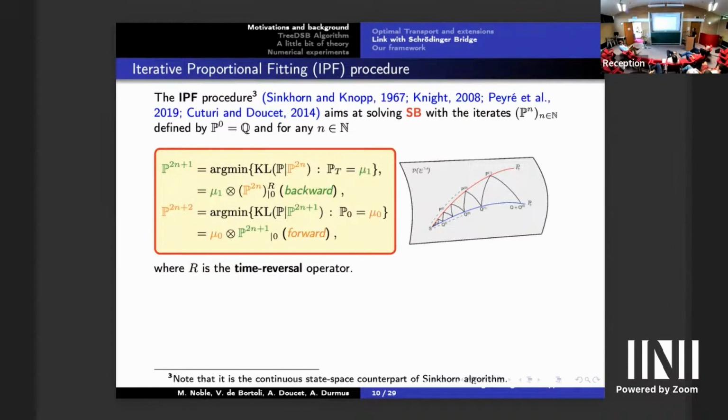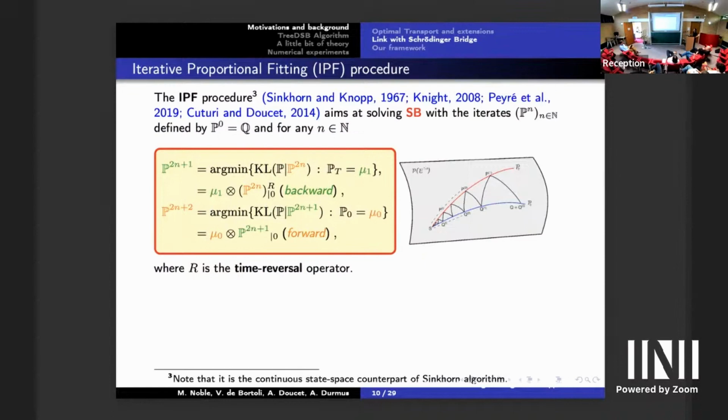And so the idea is that you start from your path measure. And then what you do is simply you project, with the same loss as previously, with the previous iterate, along the first constraint. And then at the iteration after, you project along the second constraint, right? So that's the idea. But now if you actually compute this loss and you want to find the minimizer, you simply have that this is given by the time reversal of the previous iterate.